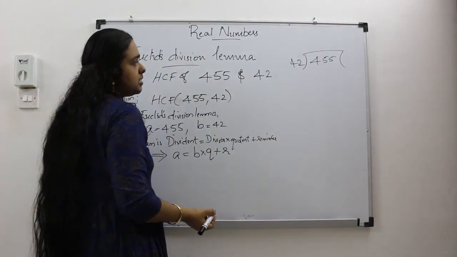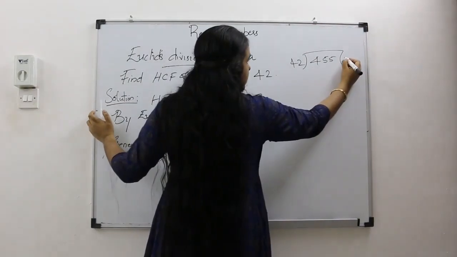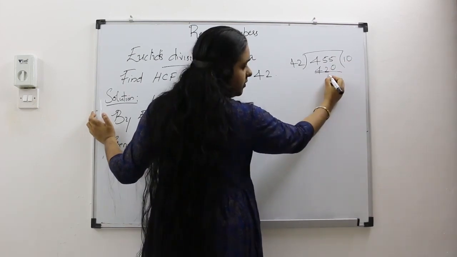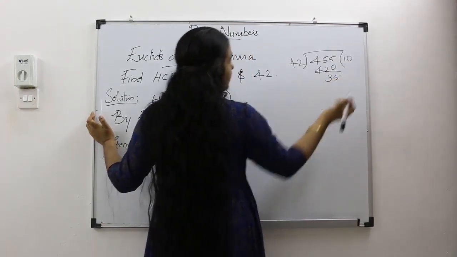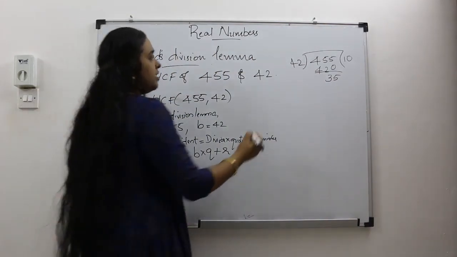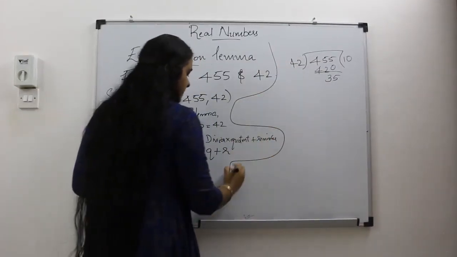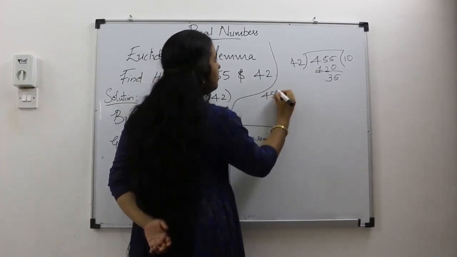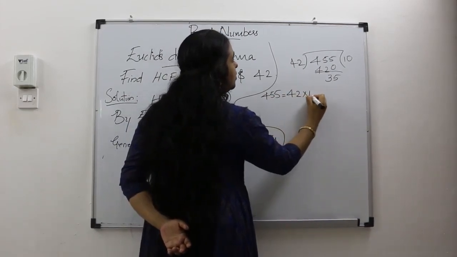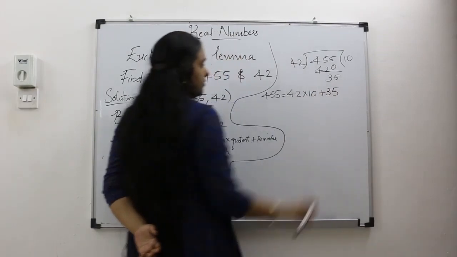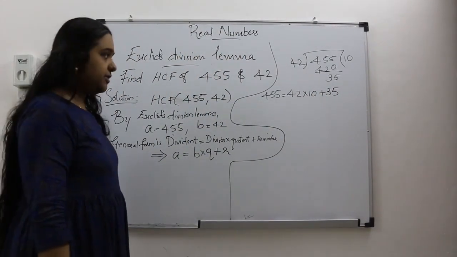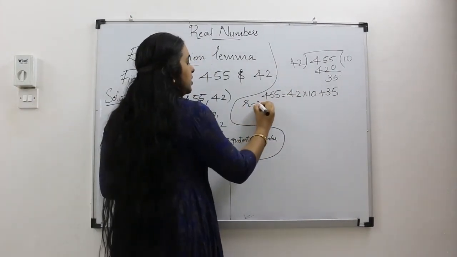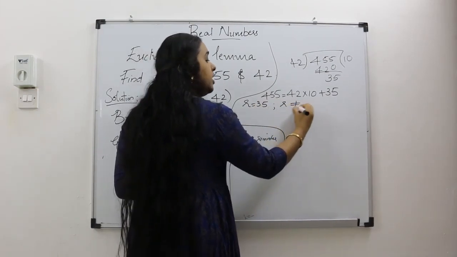How many times? 10 times, it will come 420. What remainder will we get? 35. Then we can write it as 455 equals 42 into 10 plus 35. Here the remainder is not equal to 0. Here R equals 35, which means R is not equal to 0.